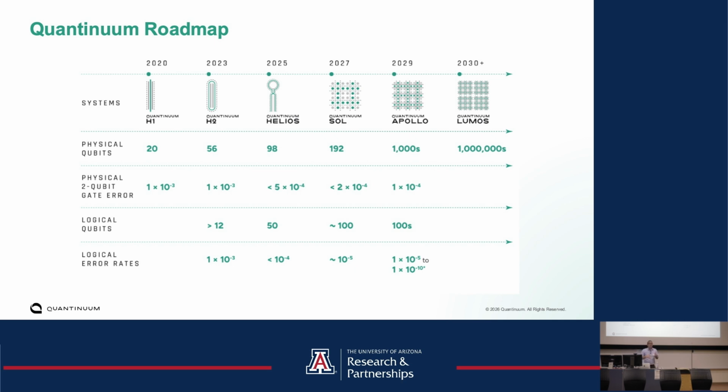And each time, even though the error rate on the physical qubits isn't going down by much, or probably from Apollo to Lumos, probably not at all. I think we're sort of hitting the floor there. Because we have more physical qubits to burn, we can get to these really low error rates by encoding larger and larger logical qubits to run more and more complex simulations. So I'm really excited about the future and all the things we can do.